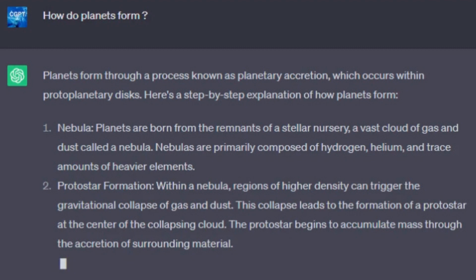2. Protostar formation. Within a nebula, regions of higher density can trigger the gravitational collapse of gas and dust. This collapse leads to the formation of a protostar at the center of the collapsing cloud. The protostar begins to accumulate mass through the accretion of surrounding material.